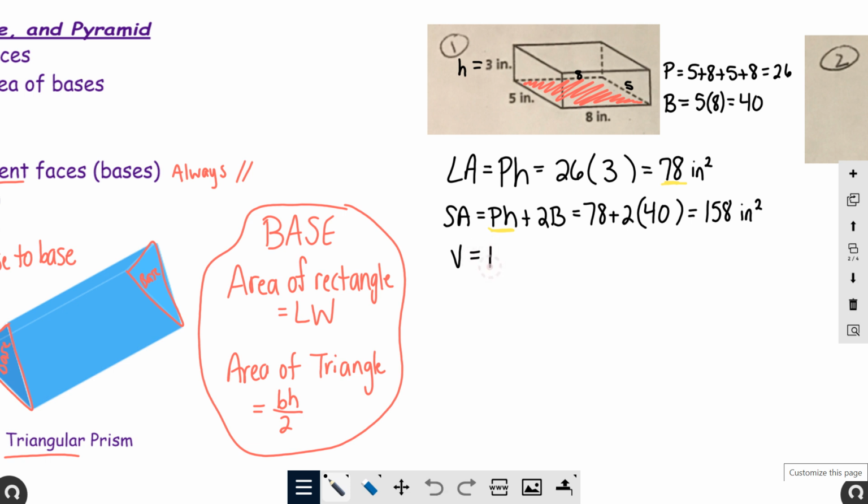Last, we have volume. The equation for volume is BH. We already found B before to be 40 from the previous problem. And H from the lateral area is the overall height, which is 3. What's 40 times 3? 120 inches cubed.